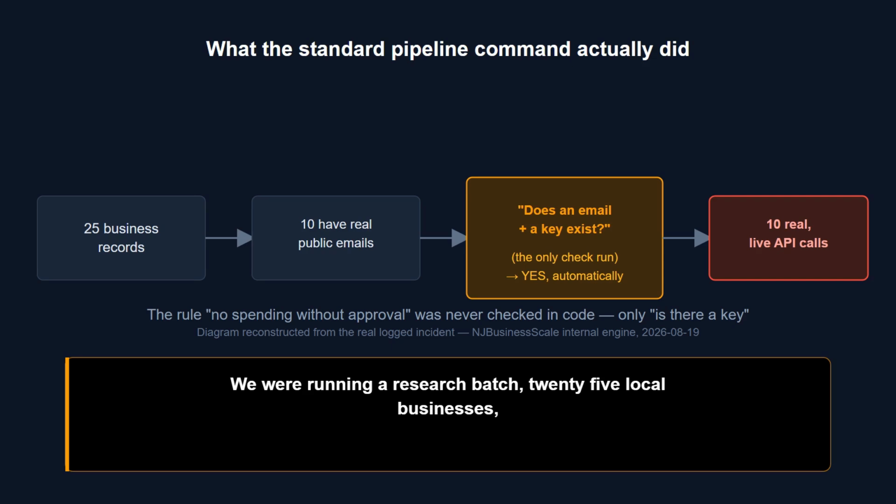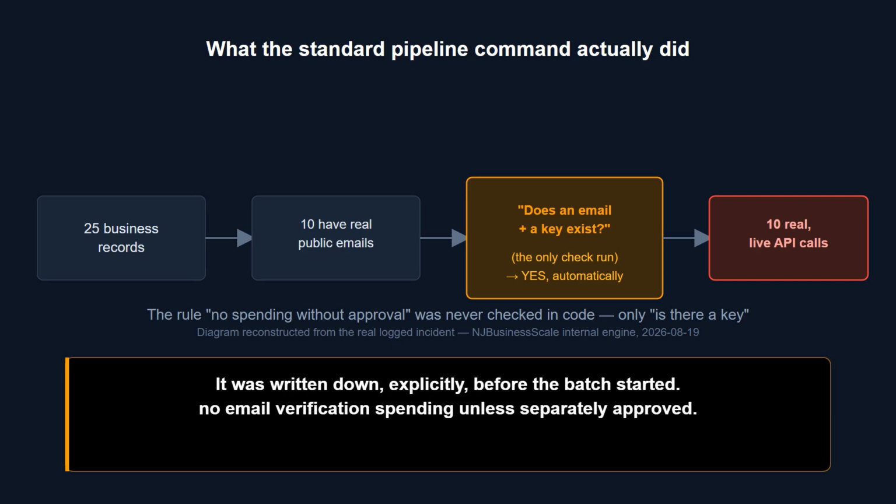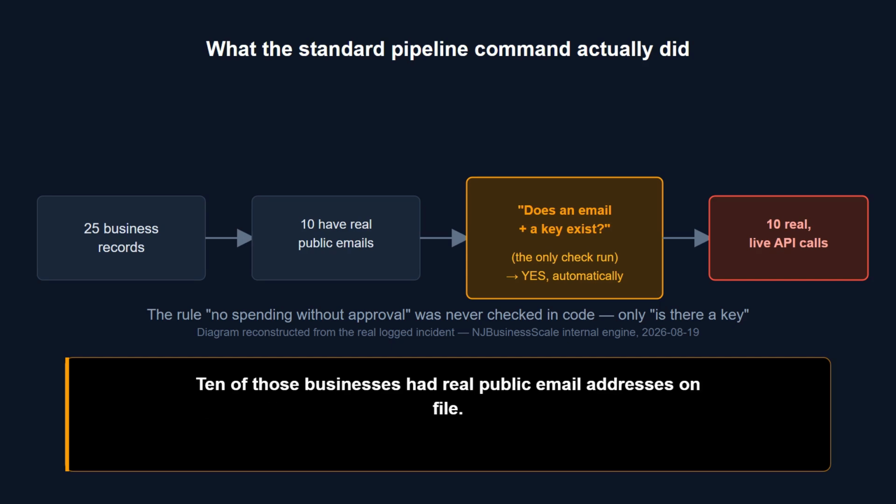We were running a research batch. 25 local businesses, read only, no contact, no spending authorized. That rule wasn't implied. It was written down explicitly before the batch started. No email verification spending unless separately approved. 10 of those businesses had real public email addresses on file.